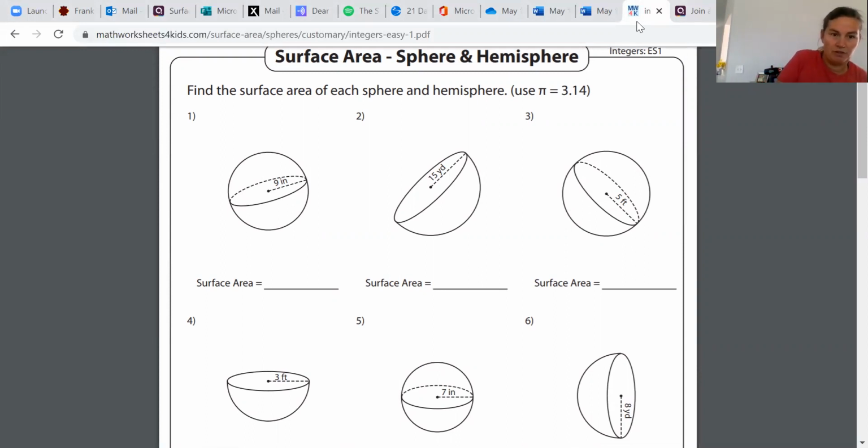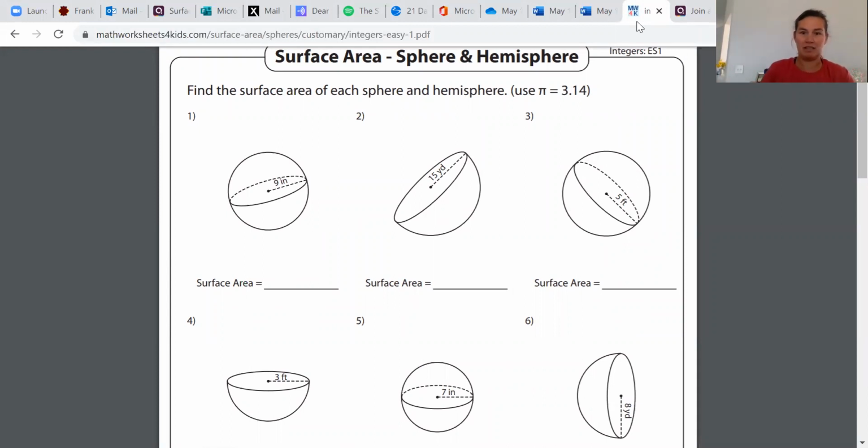So this first one is the surface area. I'm looking at number 1, 4 times 3.14 times 9 squared. All I'm going to do is multiply that out. When I multiply all that out, I get that the surface area is 1,017 and 36 hundredths inches squared. Most of you right now are thinking this is way easier than cylinders and cones, and you are in fact correct.